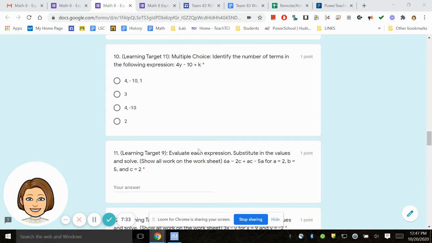Number 10, identify the number of terms in the following expression. 4y minus 10 plus k. Again, how many groups or how many terms do you have? How many terms? First one, 4, negative 10, 1. Second, 3. Third, 4, negative 10, 2.